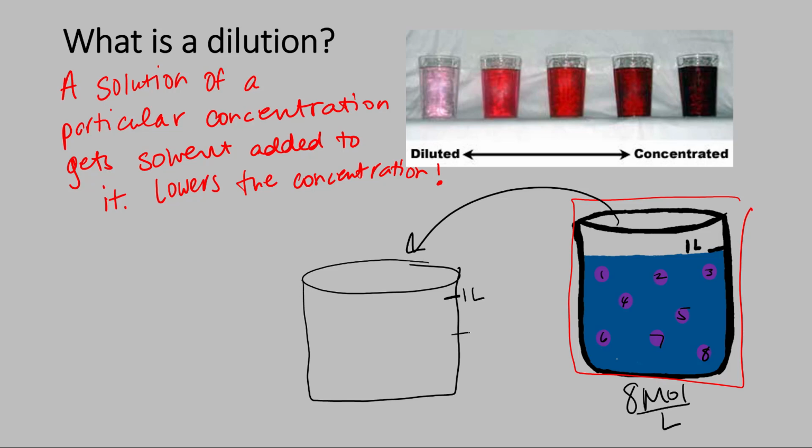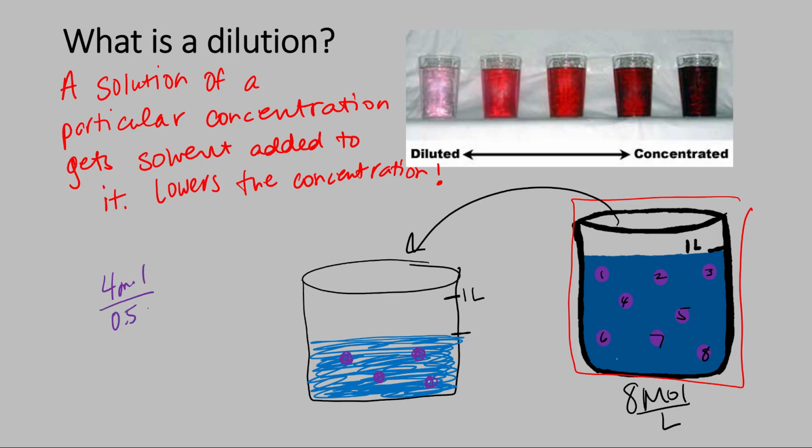And we're going to fill this up halfway. And this solution would still be 8 moles per liter, but I've only got half a liter. So that would mean I would have 1, 2, 3, 4 moles. So we have 4 moles in 0.5 liters. So that would be 8 molar. So the concentration of the solution is still 8 molar. I haven't diluted it. All right.